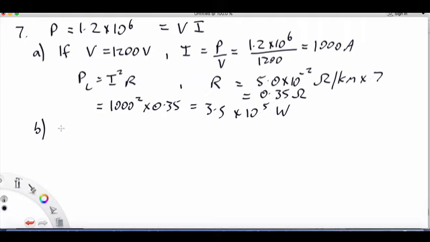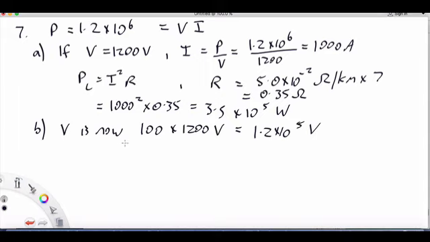step up transformer, that means the V is now 100 times 1200 volts, and so that is 1.2 by 10 to the 5 volts. So that means the current is now our 1.2 by 10 to the 6 watts over 1.2 by 10 to the 5 volts. And that means it has now gone down to 10 amps.